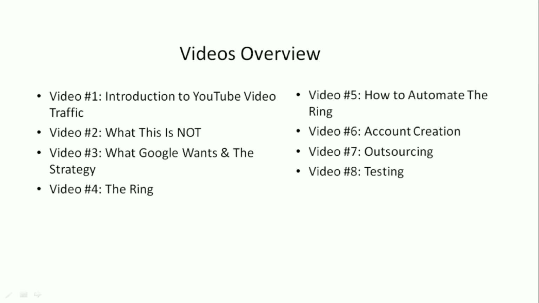Video number 3, we'll talk about what Google wants and the strategy. And then of course we'll dive into the strategy in video number 4, which is the ring. And we'll talk about how to automate the ring in video number 5. Video number 6, we'll talk about how to create accounts so that they don't get banned, so they last long term. And video number 7, we'll talk about outsourcing, all that, because yes, it definitely is a tedious process, but once it's set up, it can really help you rank really well.